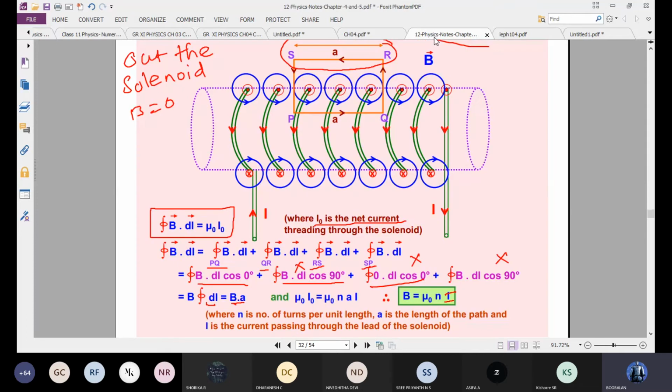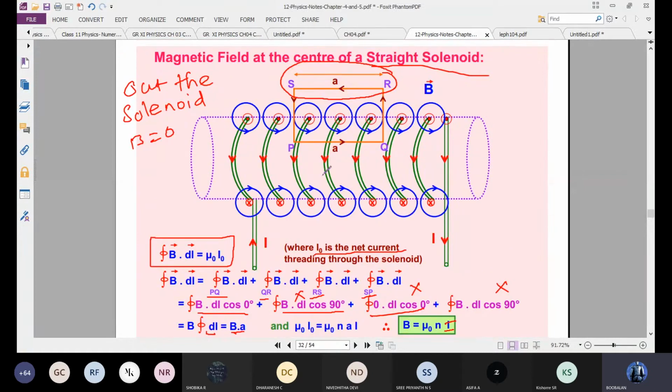You can refer to the book diagram also, but this is the key point. Outside the solenoid the B value is 0, only inside it is applicable. Sometimes they ask diagram-based questions.